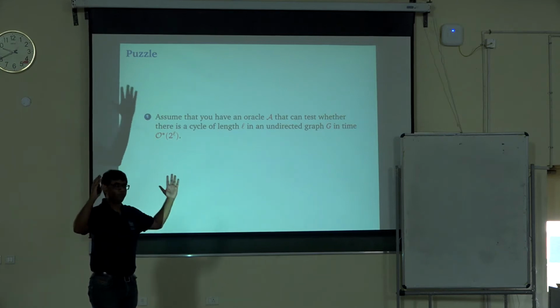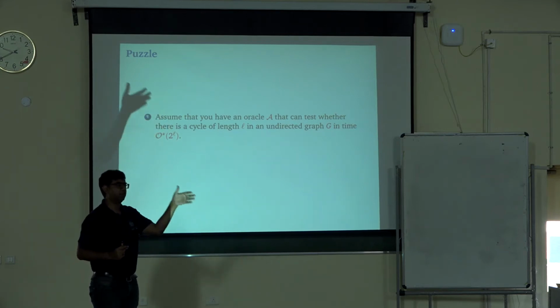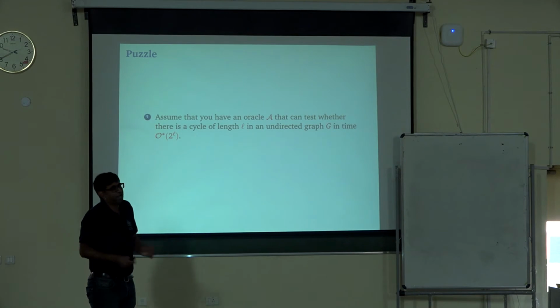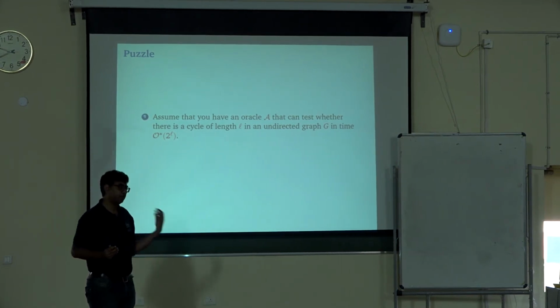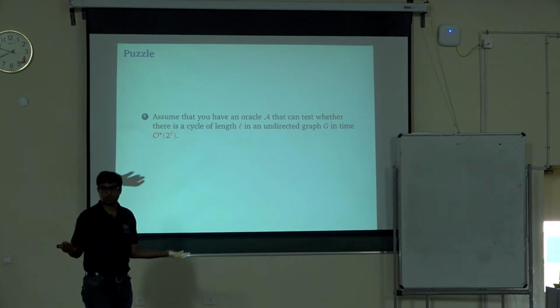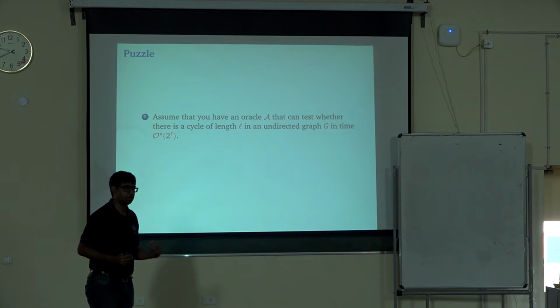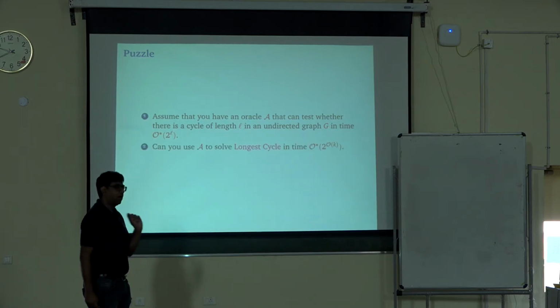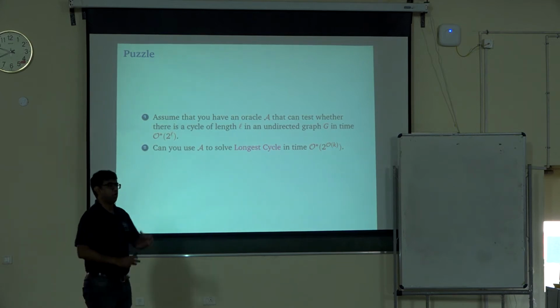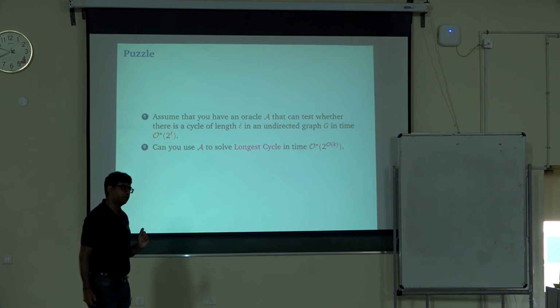If you ask this oracle, is there a cycle of length exactly L? Because at most L, can you do it in polynomial time? If I say, does there exist a cycle of length at most L, you find the girth. But if you put equal to L, you can show that it is hard. And what is my question? Can you use this oracle to solve longest cycle? What is the longest cycle problem called? Does there exist a cycle of length at least k?